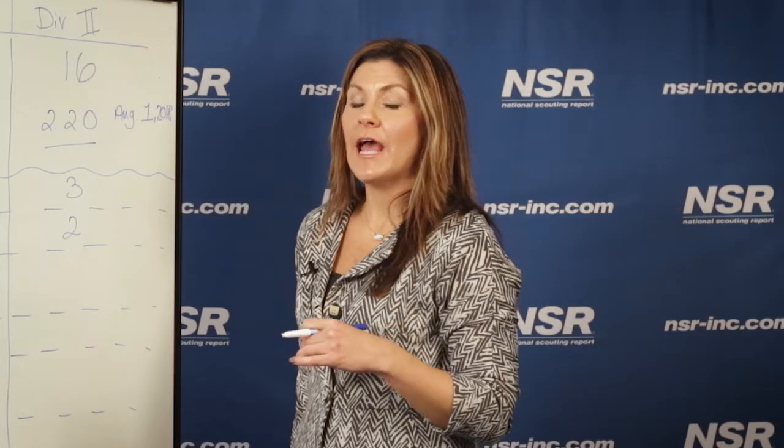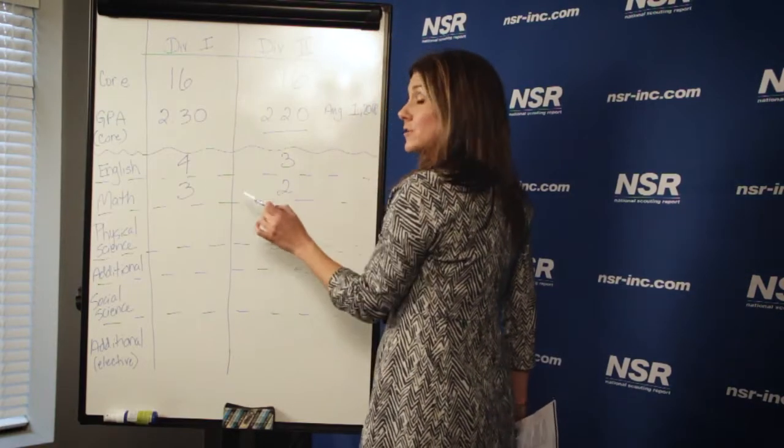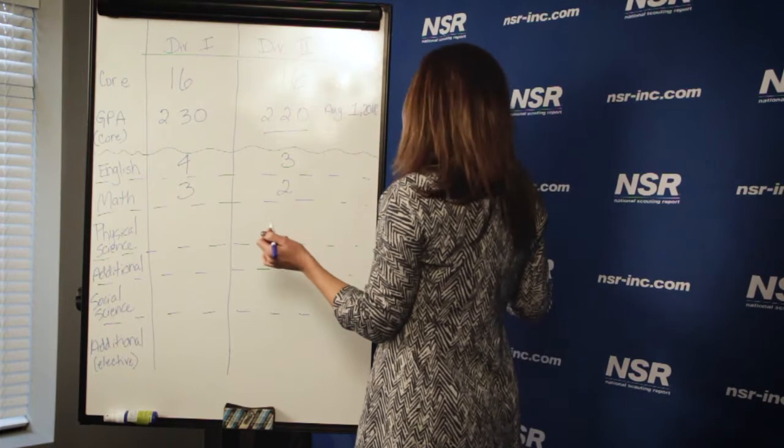So again, you cannot take a pre-algebra or an intermediate algebra and count it as a core math class. It has to be Algebra 1, 2, 3, 4, statistics, geometry, calculus, something higher than Algebra 1. For Division I, 3 years of math. Division II, 2 years of math.